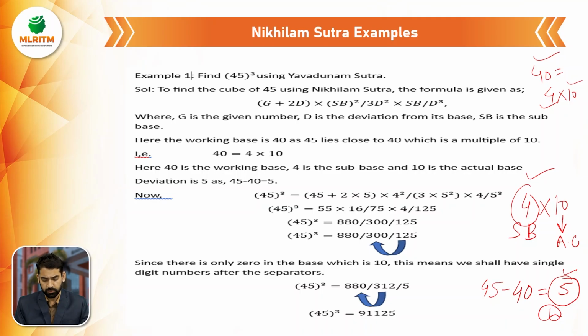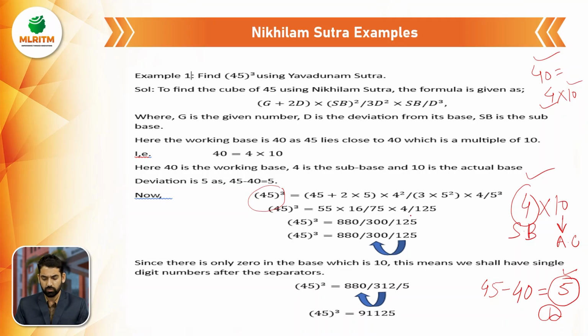Now if you come here, 45 cube equals, put these values, G is the given number which is 45, plus 2 into deviation, deviation is 5 in this case, into 4 square, that is sub base square, slash 3 into 5 square, deviation square, into 4, sub base, slash 5 cube. When we calculate these terms, we find 45 plus 5 into 10 is 45 plus 10 is 55 into 16, slash 75, 5 square into 3, 75 into 4, slash 125.